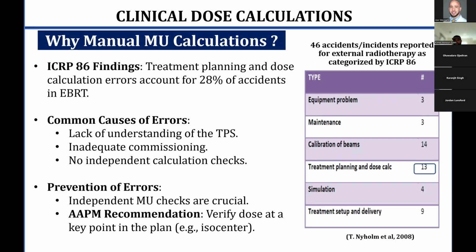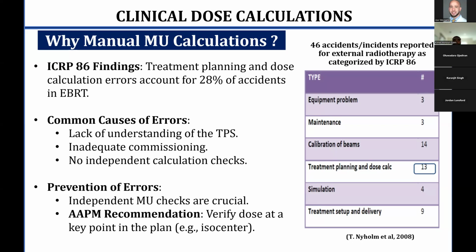Now, one of the things that was emphasized in this report is the fact that in some centers, there were no independent MU calculation checks. And so the physicists and the oncologists at these centers relied solely on the TPS for MU calculations, which essentially means that any systematic errors were propagated undetected throughout the treatment planning process.